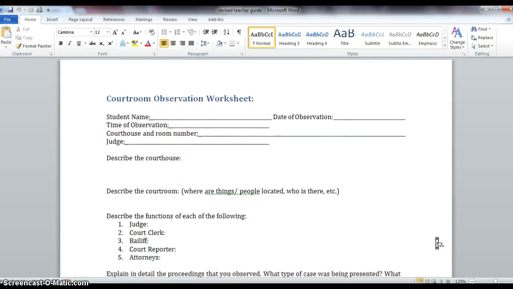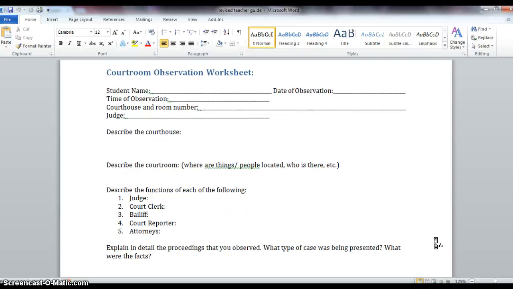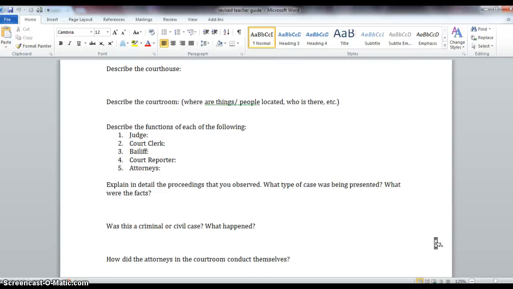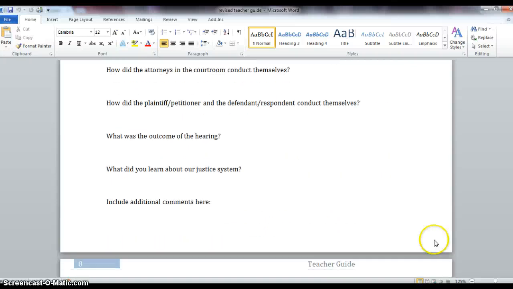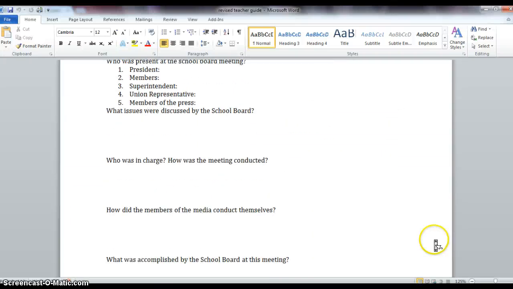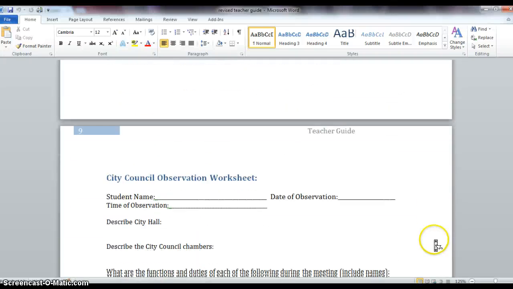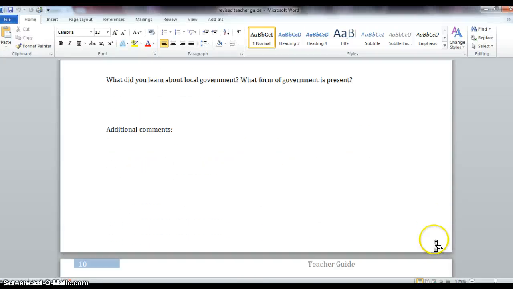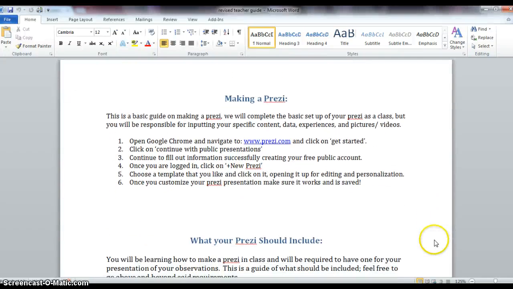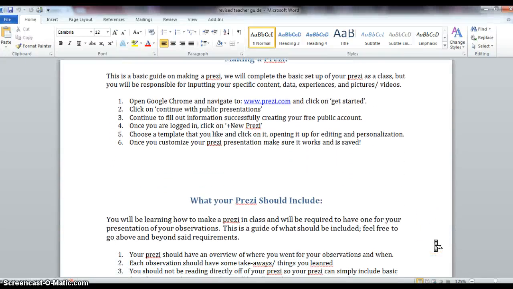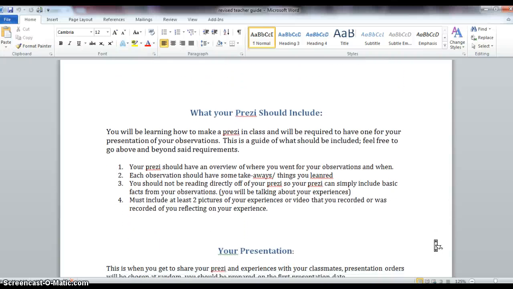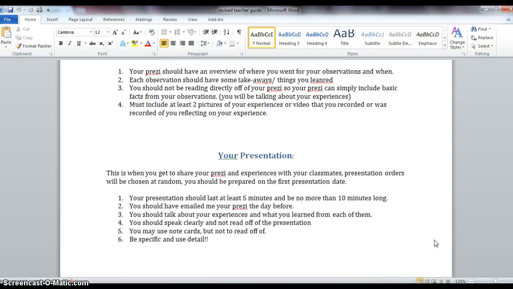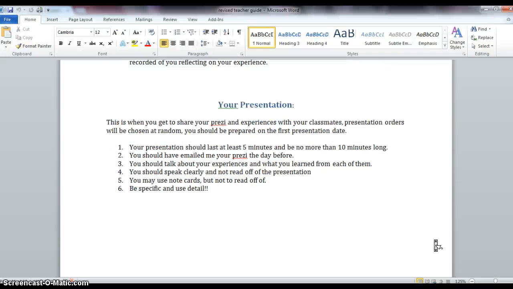I then made worksheets for each of their observations. Again, two of them are going to be completed in class, and one would be on their actual observation outside of class. Then I provided them with an outline on how to make a Prezi and what their Prezi should include, and their actual presentation guidelines as well.